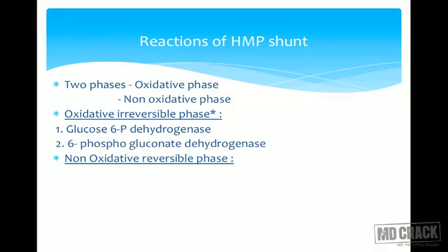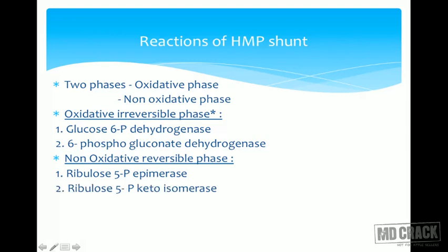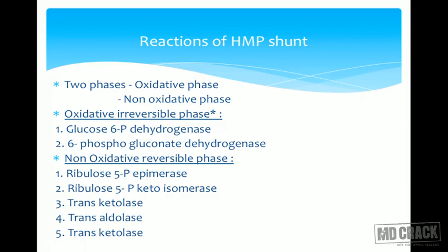Now starts the non-oxidative reversible phase of the HMP shunt. I have just given you the list of enzymes: ribulose 5-phosphate epimerase, ribulose 5-phosphate ketoisomerase, transketolase, transaldolase, transketolase. These are the enzymes involved in the reversible phase. Please note only the names of the enzymes. What is important here is the enzyme transketolase.